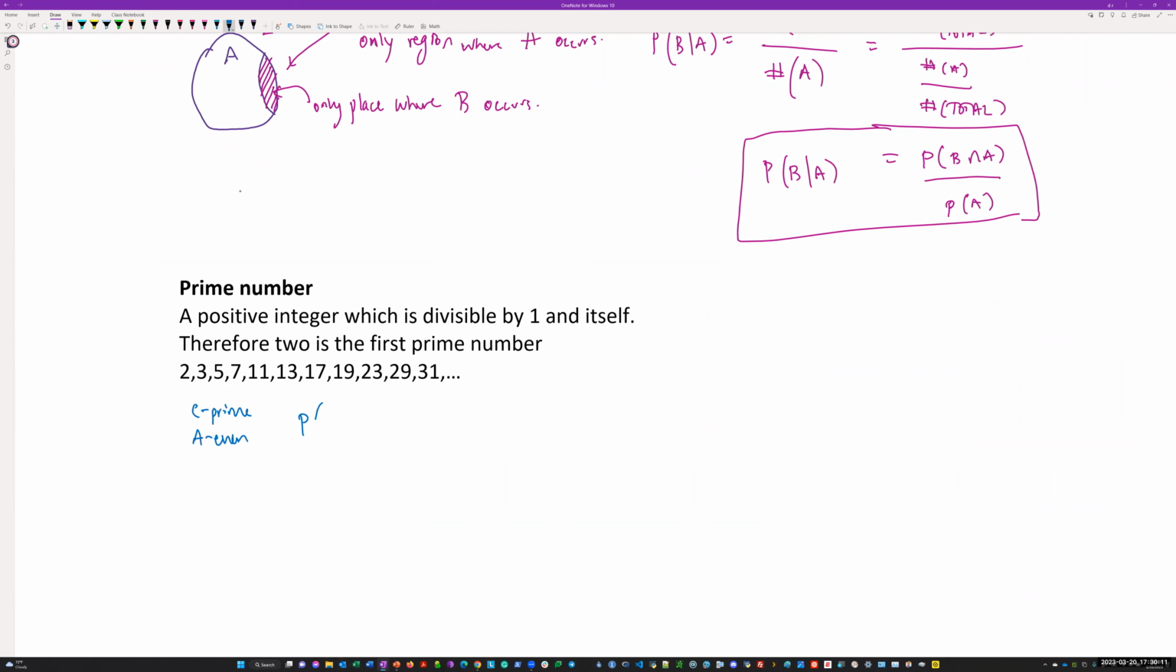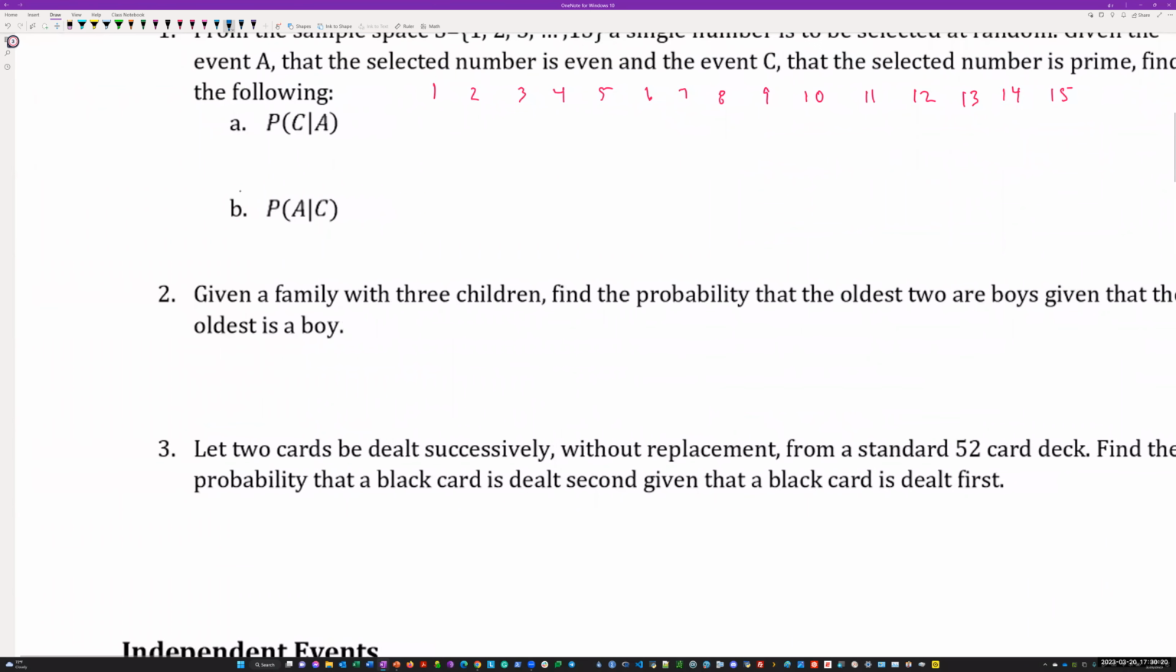They want to know what's the probability that it's a prime number given it's even, I believe. Just confirm that's what it says. C given A, yeah.